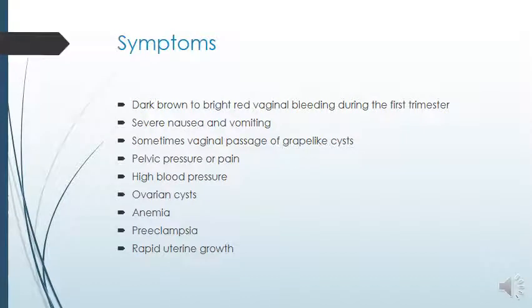Some of the symptoms of a molar pregnancy are dark brown to bright red vaginal bleeding during the first trimester, severe nausea and vomiting. Sometimes there is a vaginal passage of grape-like cysts, pelvic pressure or pain, high blood pressure, ovarian cysts, anemia, preeclampsia, and rapid uterine growth.